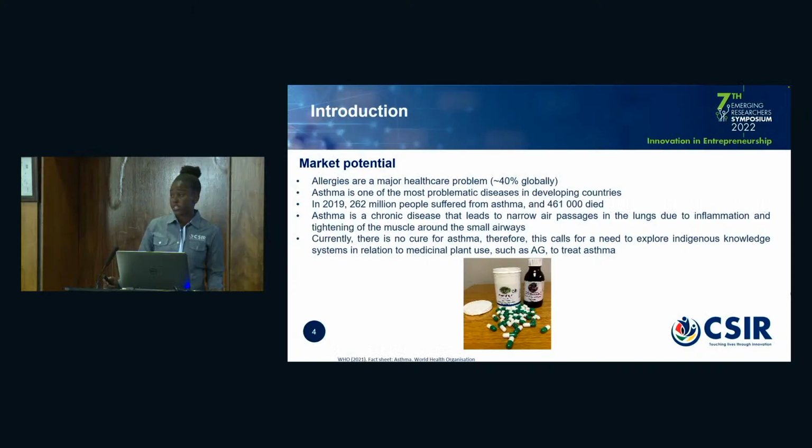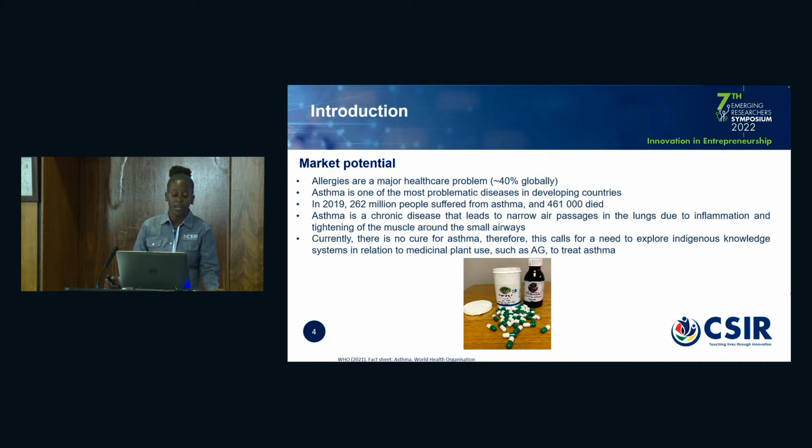Through the knowledge of the traditional healers, it was said that African ginger is mostly used for allergic diseases. According to the World Health Organization, allergies are a major healthcare problem impacting about 40% of people globally. Asthma is one of the most problematic diseases in developing countries, including South Africa. For instance, in 2019, 262 million people suffered from asthma, and of these, 461,000 people died.